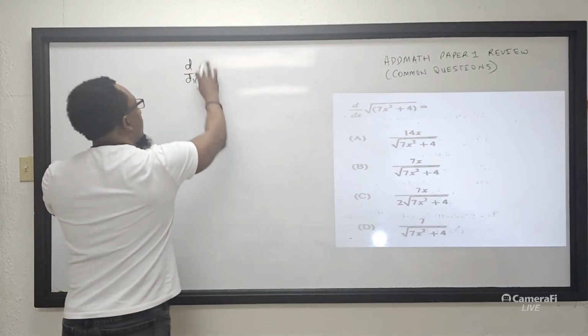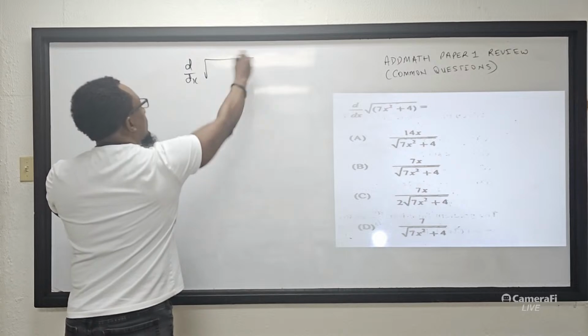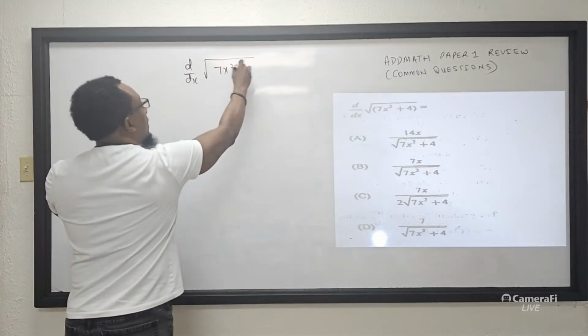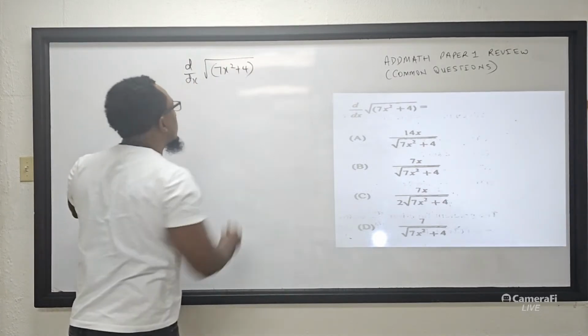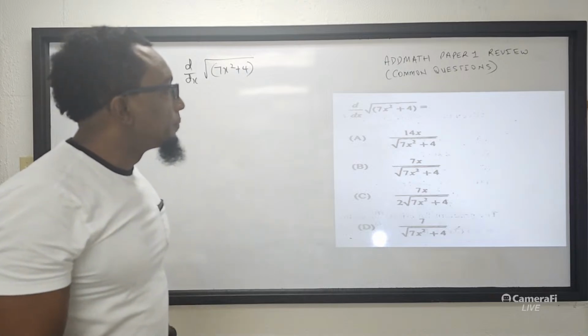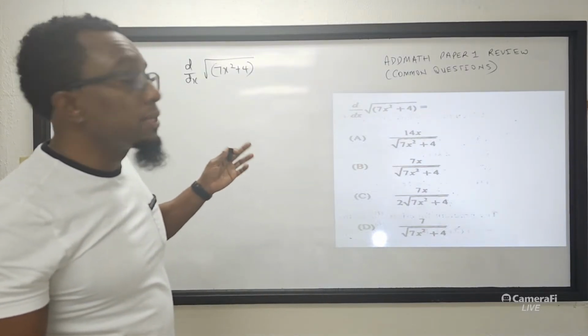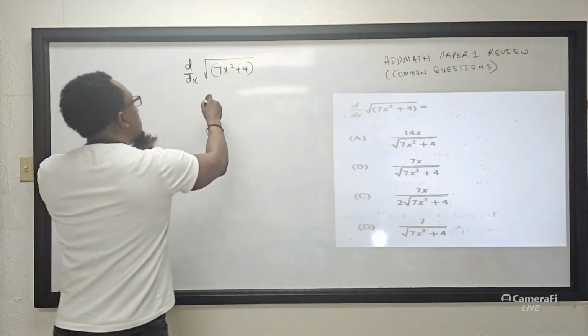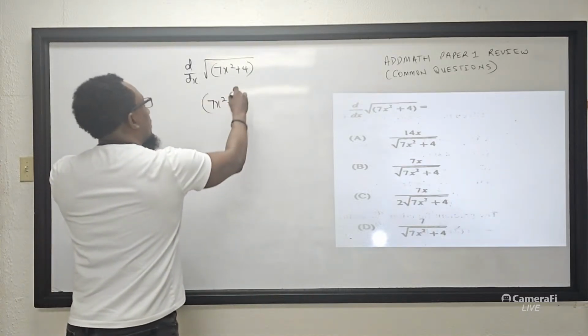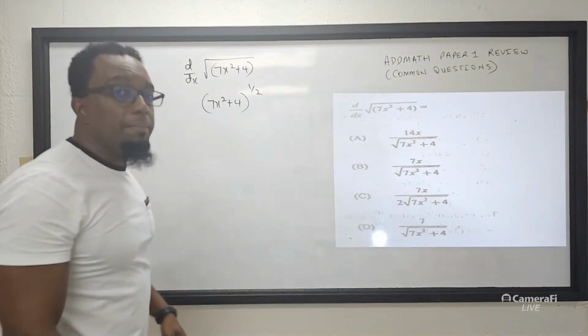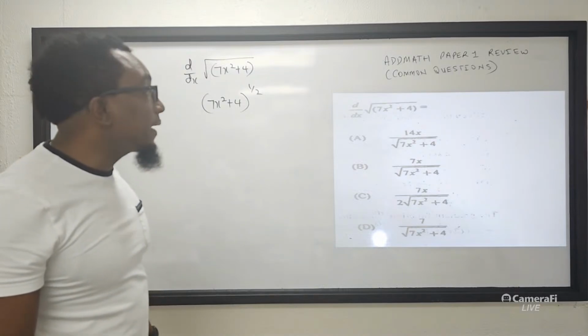We have the differential of the square root of 7x squared plus 4. Good? So if we have to differentiate that, what are we going to do? That function there is a composite function. This is the same as 7x squared plus 4 to the power of a half. The square root can be expressed as a fraction.